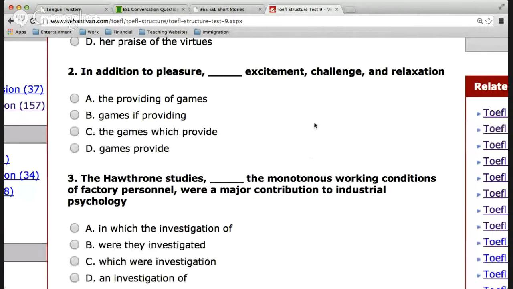Letter D, games provide. Okay, so let's try that out. In addition to pleasure, games provide excitement, challenge, and relaxation. What do you guys think? Agree. Yes. Two for D? I think I heard a three for D. Yes, D. Okay, D. All right, good. Games provide. Excellent. Nice job.